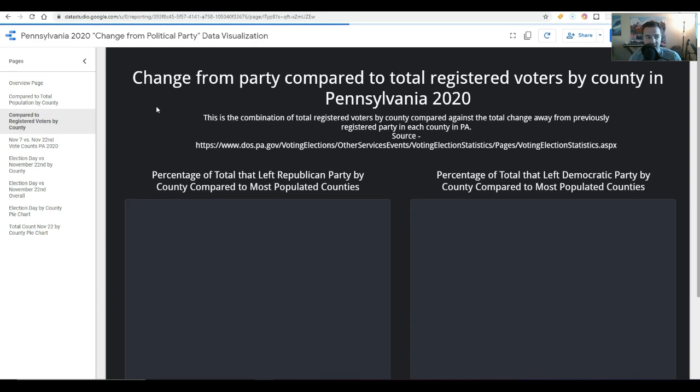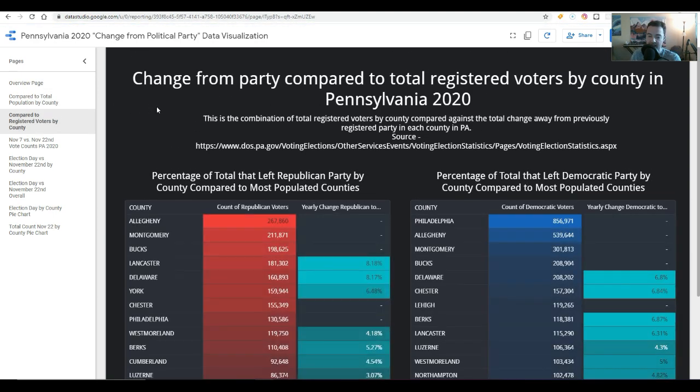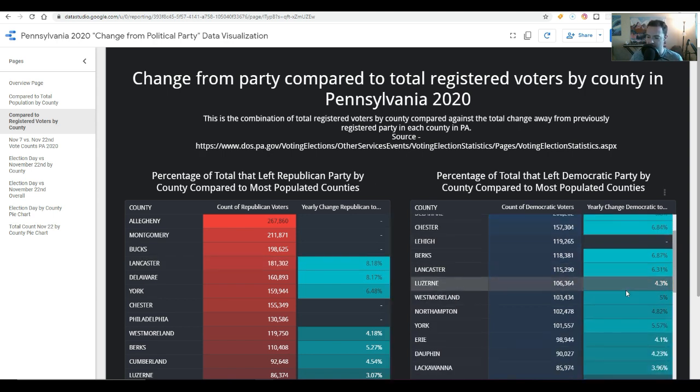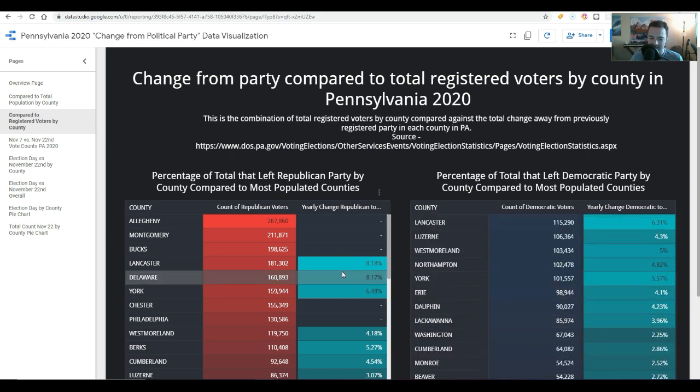So what I did with the next section of the data dashboard is I took the change away from the party compared to the total registered voters by county. So what that means is, let's say, for Republican voters in Lancaster County, they had 8.18% of their party in that county switch away from that voter affiliation, right? And so you could go through and you can actually see where this was the highest, which is what I have a scope to.